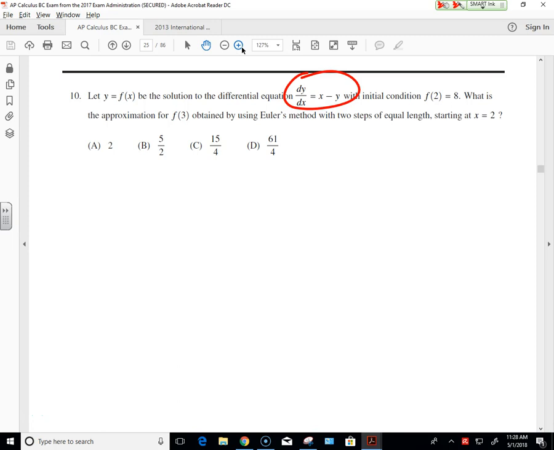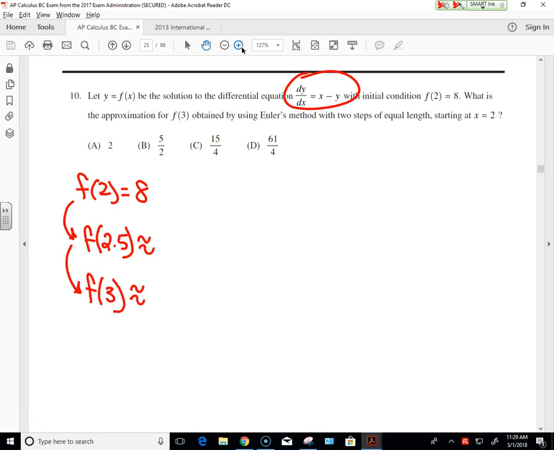What is the approximation for f of 3 starting from f of 2 with 2 steps of equal length? So, Alan, what x's am I going to go to? Does that make sense? And then f of, but careful, these are going to be approximates, right? Okay, so this is technically, if you want to think about it, kind of like my y sub naught. This could be my y1, this could be my y2, if we're thinking of Euler's.